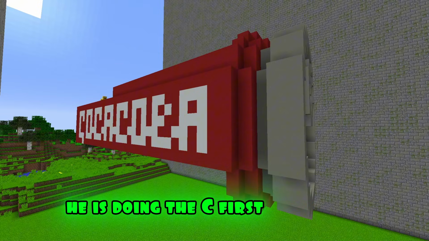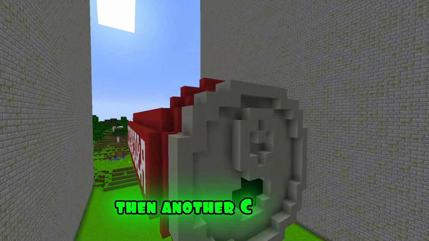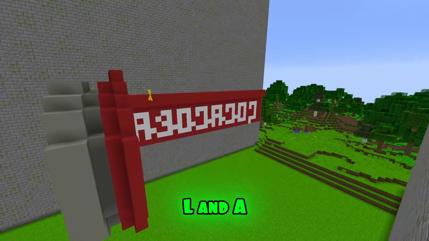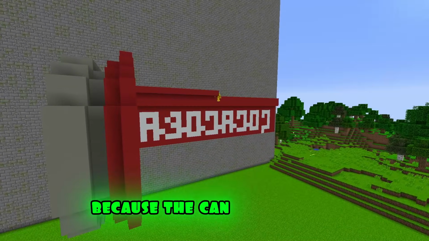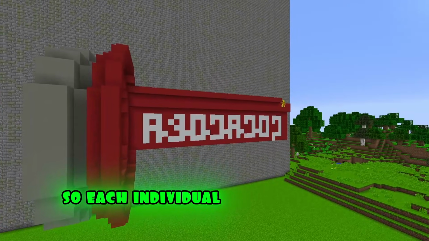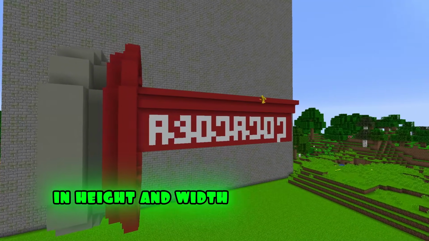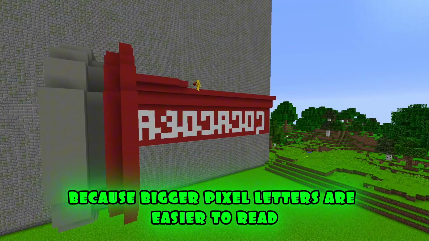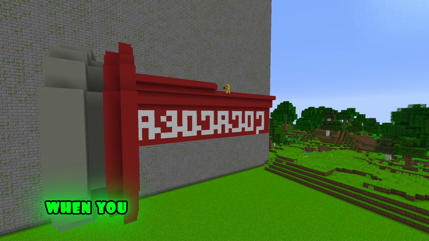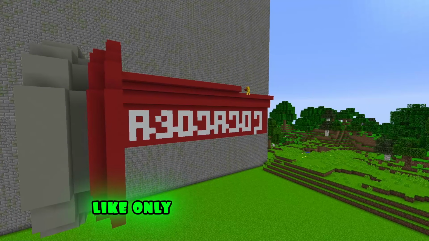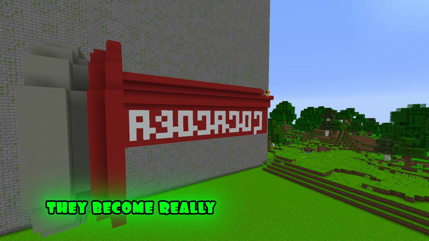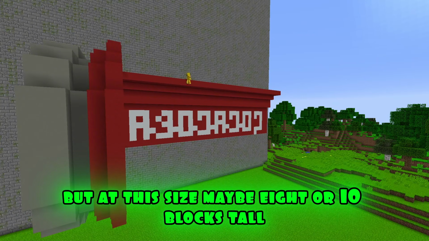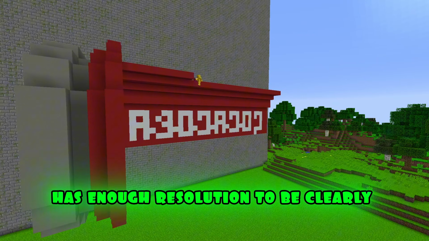He is doing the C first, then the O, then another C, then A, then capital C again, then O, L, and A. The letters are quite large because the can itself is big, so each individual letter takes up many blocks in height and width. This is actually helpful because bigger pixel letters are easier to read and look better than tiny ones. When you make pixel letters too small, like only 3 or 4 blocks tall, they become really hard to recognize. But at this size, maybe 8 or 10 blocks tall, each letter has enough resolution to be clearly readable.